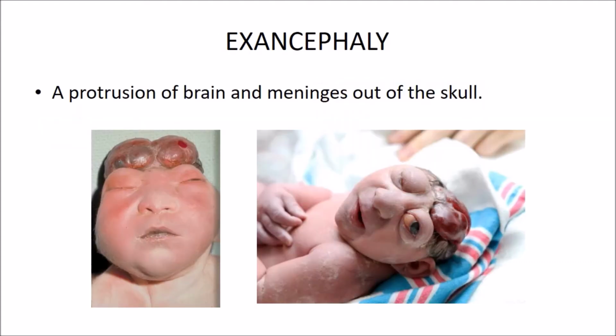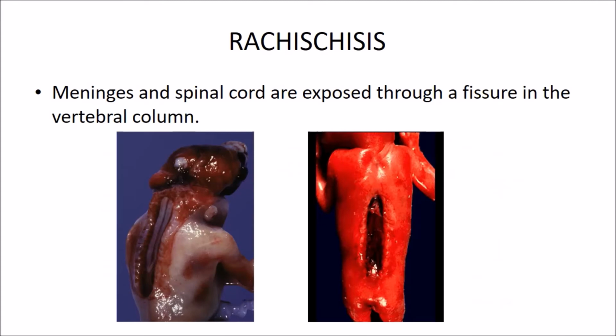Then exencephaly, there will be protrusion of the brain and meninges out of the skull, and they will present outside the skull. Then rachischisis, the meninges and the spinal cord will be exposed through the fissure or the opening within the vertebral column, and there will be limb weaknesses and neural defects.